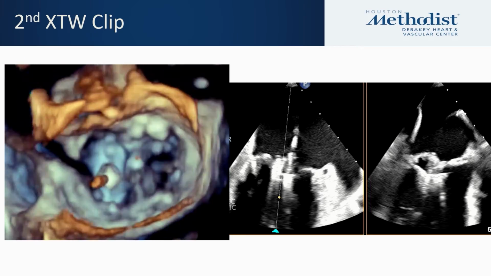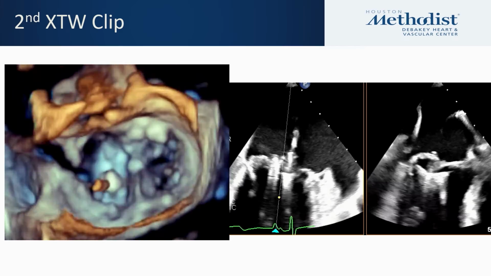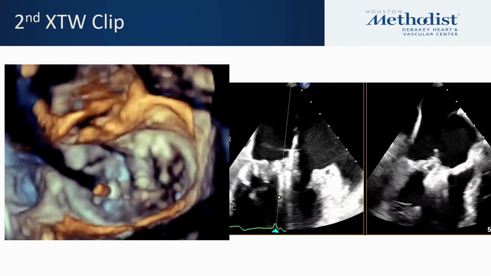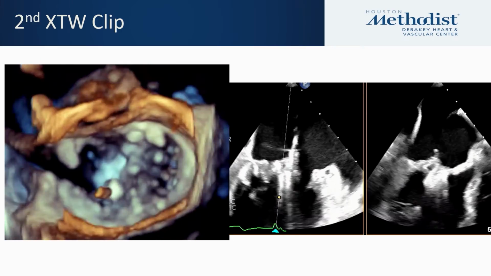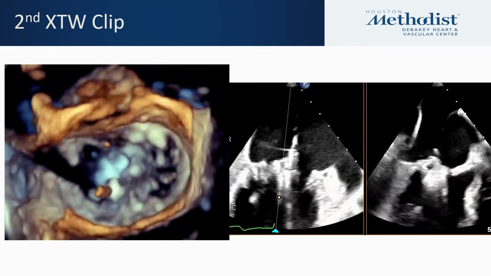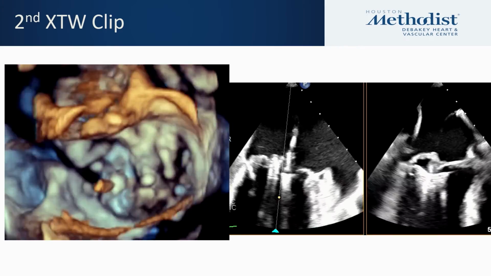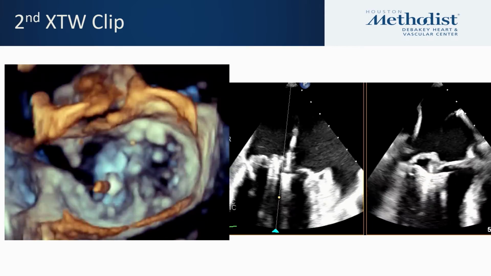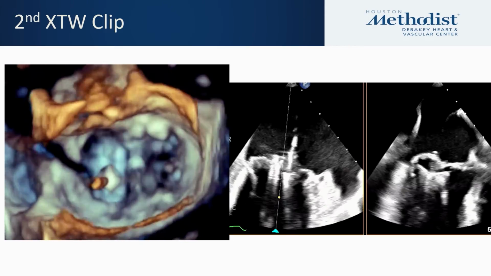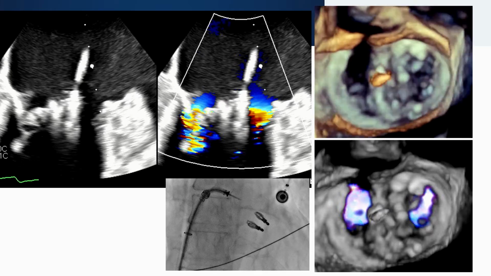Here is a second clip, again same technique using 2D and 3D. We are aligning the clip arms perpendicular to the line of coaptation, and we are exactly parallel to the first clip in the 3D view there, and you can see the corresponding intracommissural and long axis 2D echo images on the right side, and we are grasping the leaflets. The leaflets are pretty bulky, as you can see, but we've got both leaflets resting nicely on the clip arms on the rightmost image, and we are ready to grasp.